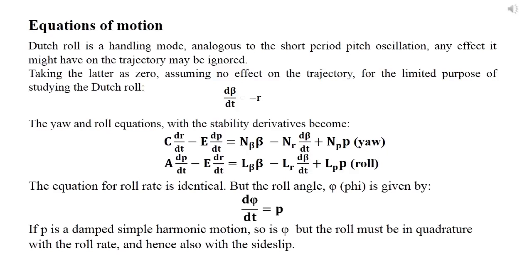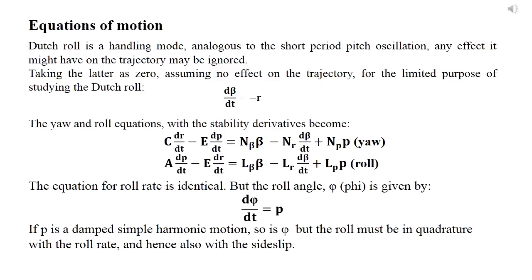Equations of motion. Dutch roll is a handling mode, analogous to the short period pitch oscillation. Any effect it might have on the trajectory may be ignored. The body rate r is made up of the rate of change of sideslip angle and the rate of turn. Taking the latter as zero, assuming no effect on the trajectory, for the limited purpose of studying the Dutch roll, dβ/dt equals minus r.